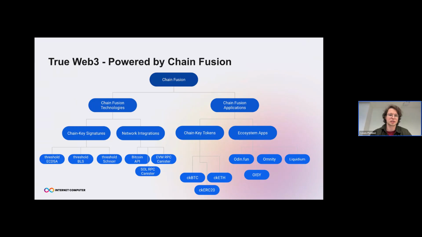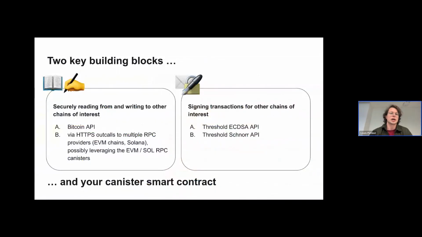As for supported chains until now, last week there was a talk about the integration with Bitcoin. There's also an integration with Ethereum, as well as most EVM and EVM-based L2s. And today, of course, we'll focus on Solana, for which we'll be focusing on threshold Schnorr signatures, as well as the Sol-RPC canister, which was rolled out just a few months ago. We'll really be looking at two key building blocks. First of all, in general, to integrate with another blockchain, you need to be able to read and write.